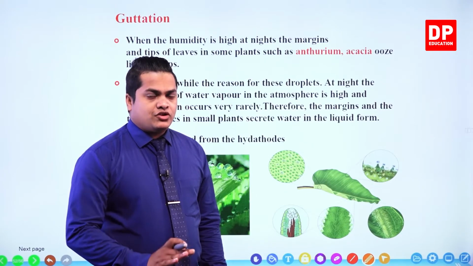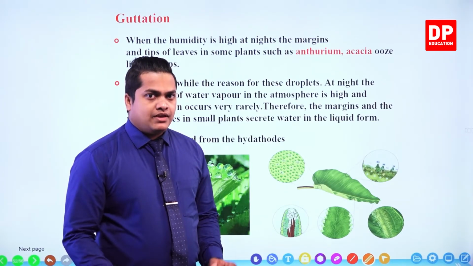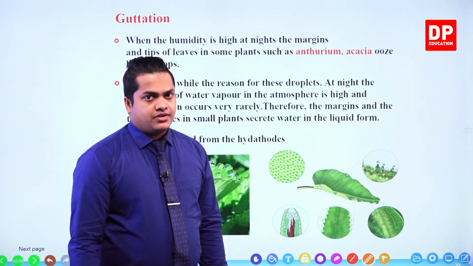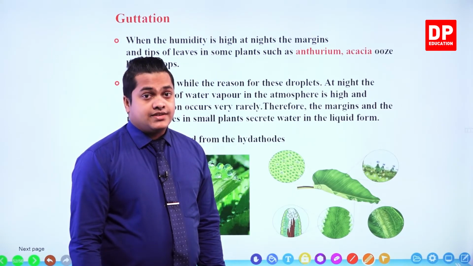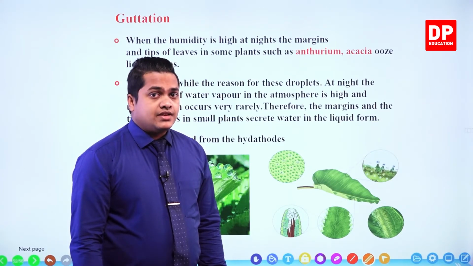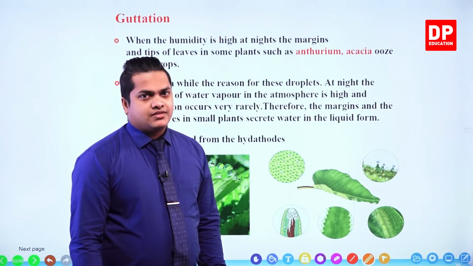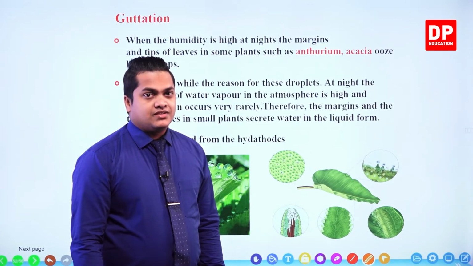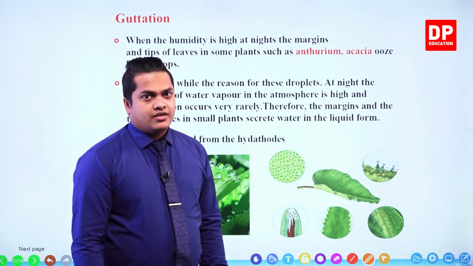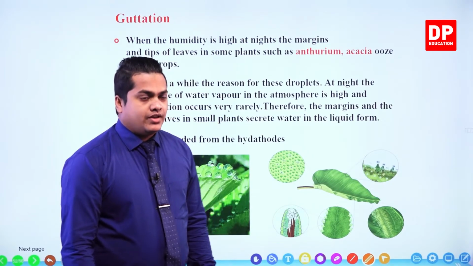A type of biological process which is going to help in releasing water to the environment. Okay? But the specialty here is that during guttation, water is released as droplets. Droplets means in the form of a liquid. Okay, in the form of a liquid. So let's see.